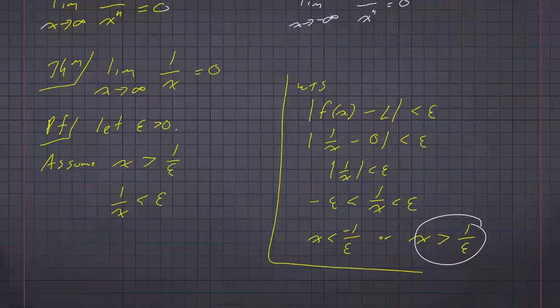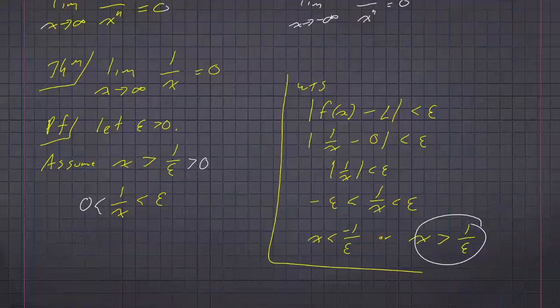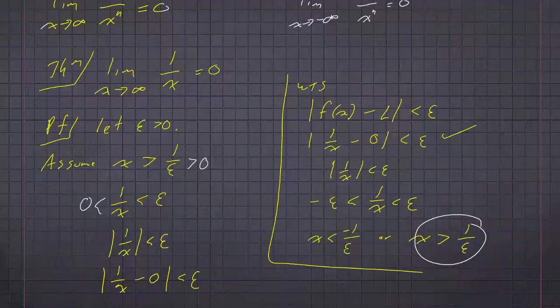I'm sorry, I'm getting a little bit ahead of myself. I know that epsilon is greater than 0, which means that 1 over epsilon is greater than 0. So x is greater than 0, which means that 1 over x is greater than 0. So I know that it is also going to be the case that the absolute value of 1 over x is less than epsilon. And because of that, the absolute value of 1 over x minus 0 is less than epsilon, which is exactly what we wanted to show as the definition of this limit. So 1 over x goes to 0 as x goes to infinity.